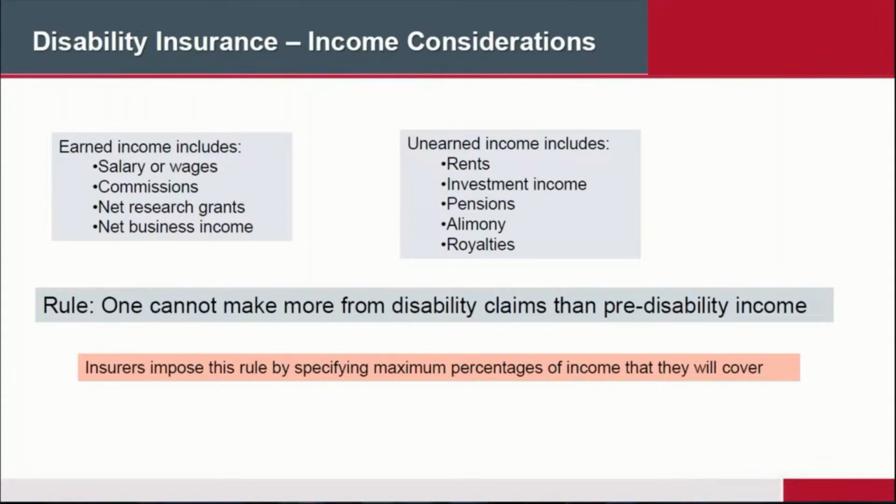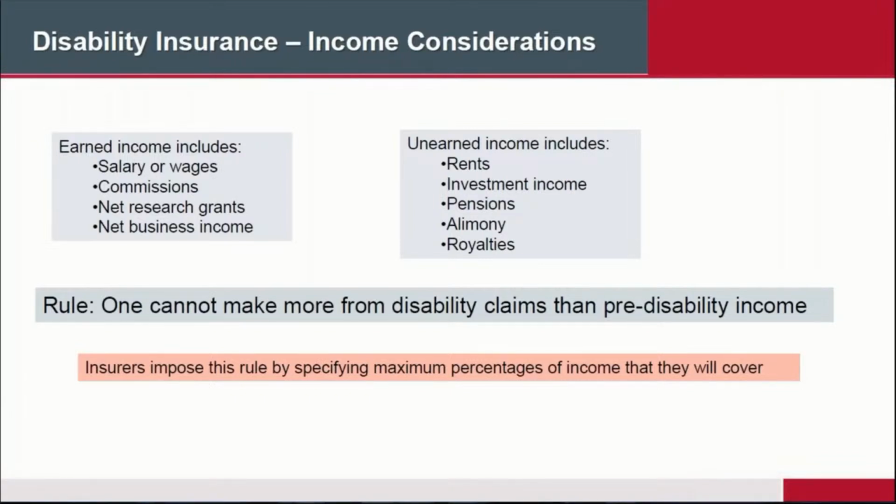Net research grants. Okay, if somebody gives you a check to do some research for them, once again, they're not going to give you a check if you're disabled. And so therefore, once again, research money basically is earned income. Net business income for those of you who are self-employed. For example, like I am, all of my income is net business income. So therefore, if I became disabled, and any of these things under earned income, that income would stop. So therefore, it is insurable.